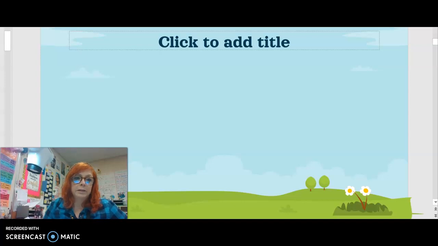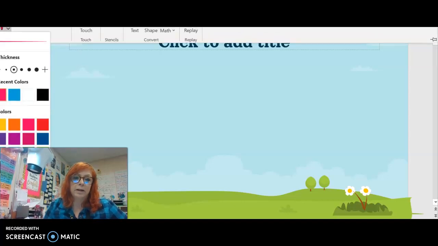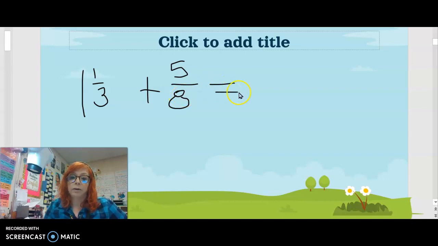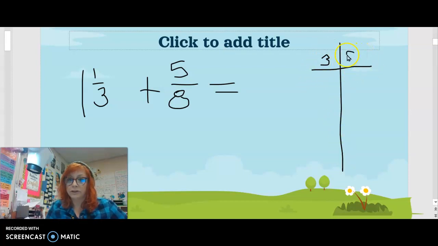Okay, my dumplings. Now, sometimes the problem is not going to be that easy. Let's say it's 1 1/3 plus 5/8. Okay, just making these fractions up. Now, before I find the common denominator, come over here and find my least common multiple of 3 and 8. I've got to do something. What do I do first?